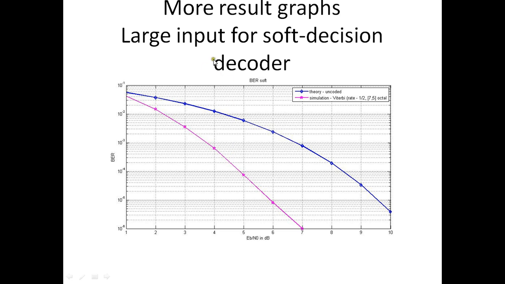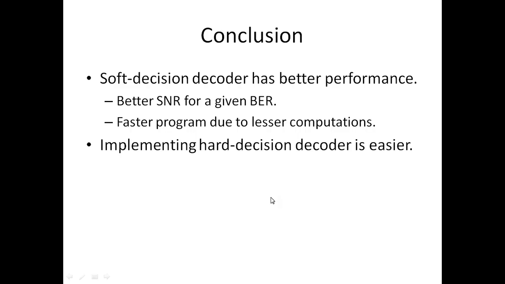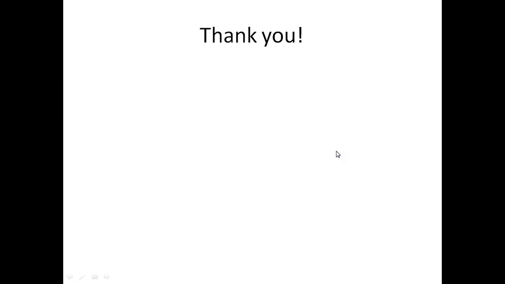And then this is for a very large input of the soft decision decoder where 10 raised to 8 inputs have been given, and it shows the graph here. You can see the difference in BER increases as we have more symbols. In conclusion, the soft decision decoder has better performance and it has a better SNR for a given BER. It is a faster program because there are lesser computations, as there is no traceback unit and there are lesser Euclidean distance computations. Implementing the hard decision decoder is however easier. Thank you.